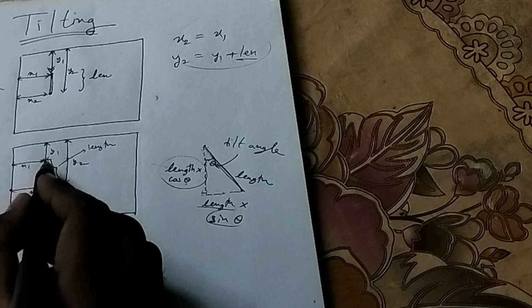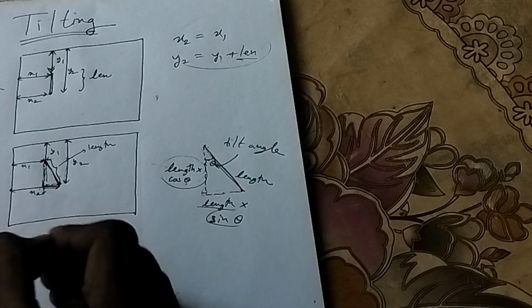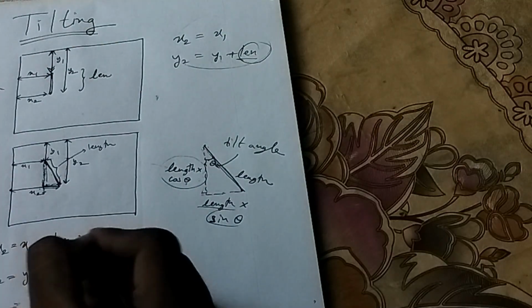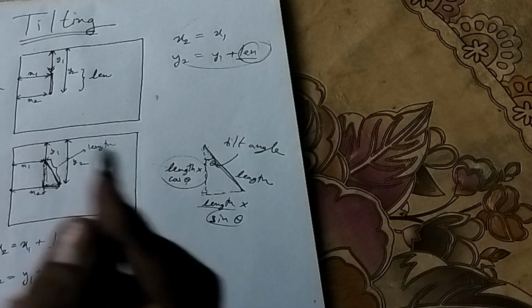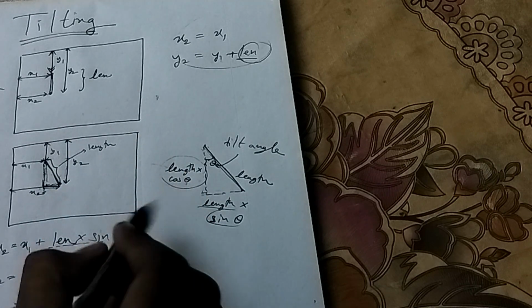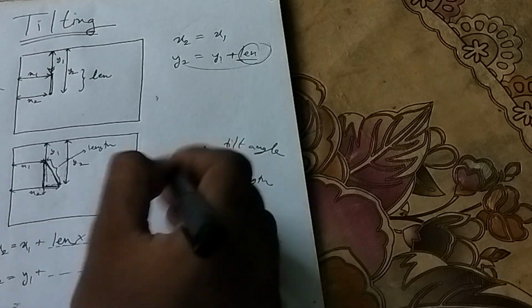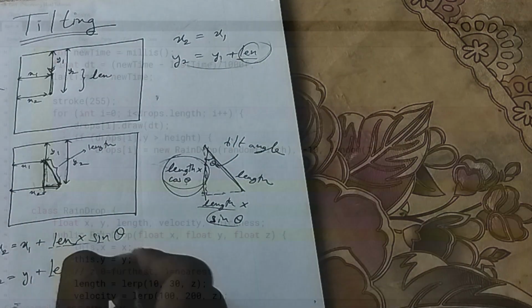So our x2 is x1 plus this one. This one is length, I'm using length because I used length here, into sin theta. So this we have to calculate using some math method. And our y2, which is this, is y1 plus length into cos theta. So it's length into cos theta.